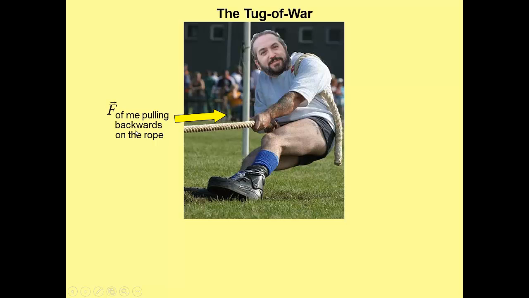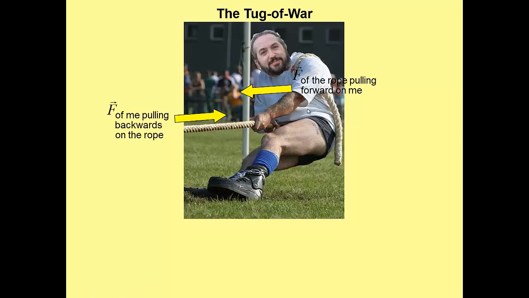But by Newton's third law, if I pull backwards on the rope, what's the rope do? Yes, it'll pull forwards on me with a force which is equal in size and opposite in direction. Now, these forces don't cancel because one of them is on me and one of them is on the rope. They're on different objects.